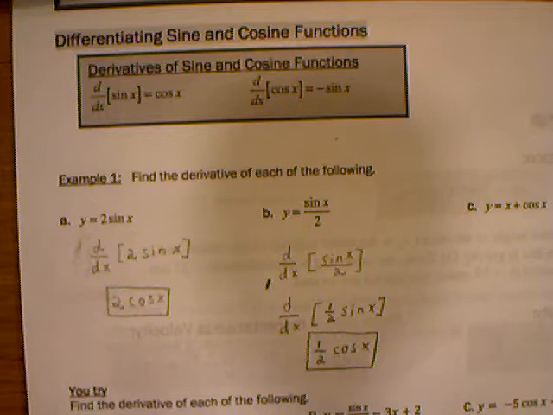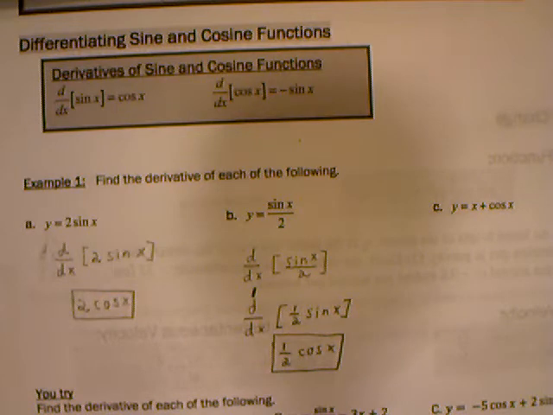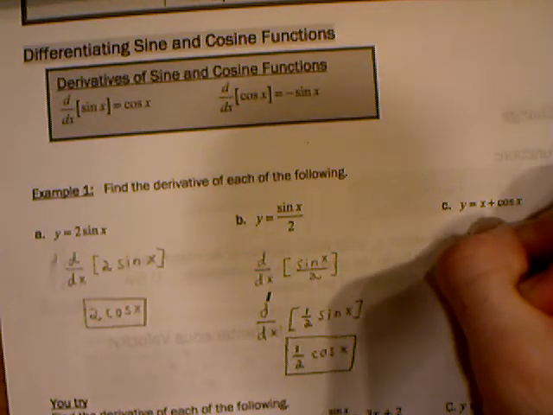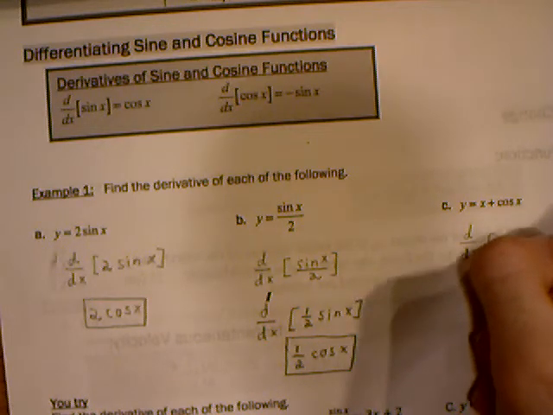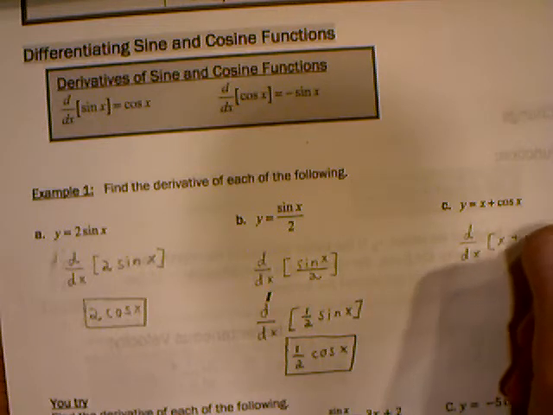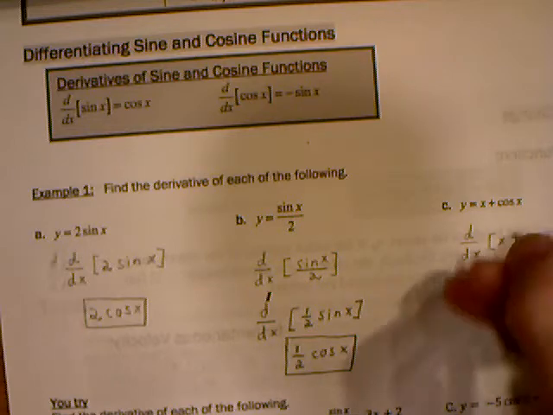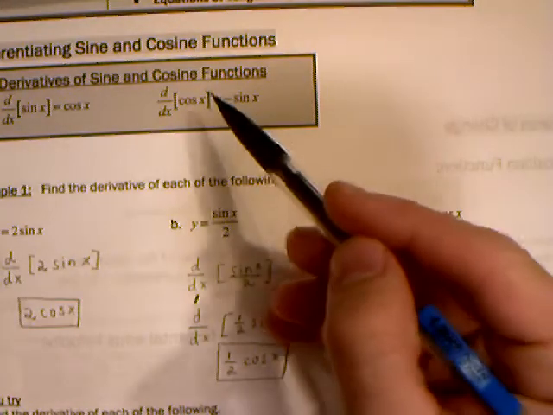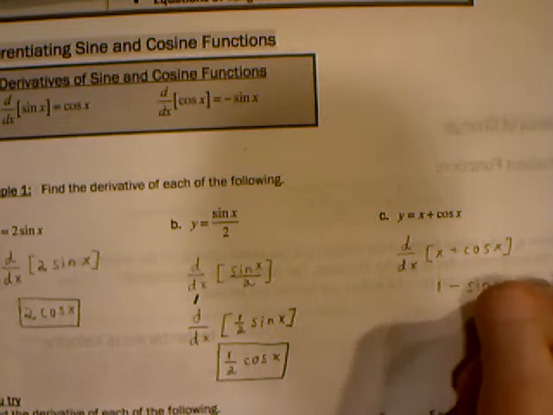All right, last one. I have y equals x plus cosine x. So we're going to have to apply other differentiation rules here, using the power rule that you learned in the last lesson. So if I take the derivative with respect to x of x plus cosine x, well, I know that the derivative of x is just 1, and now the derivative of cosine x from up here is negative sine x, so I'm just going to have minus sine x.